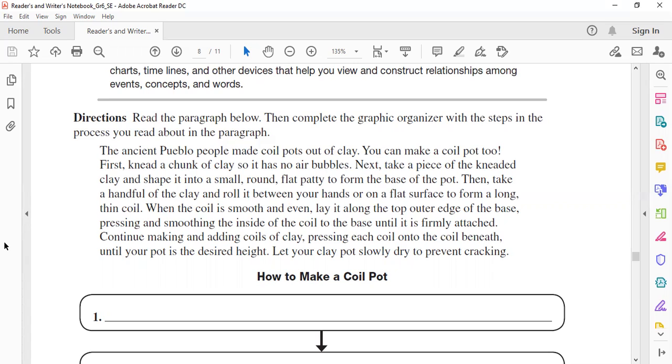So to make it out of clay, you have to knead it for a long time to remove all the bubbles of air from inside it. And then after that, shape it the shape that you want. Then you will put another clay on it, between your hands on a flat surface to form a long, thin coil. And then lay it along the top outer edge of the base, and try to press all the sides of it, and then put it in a dry place, let it dry, and then you will have your clay pot.